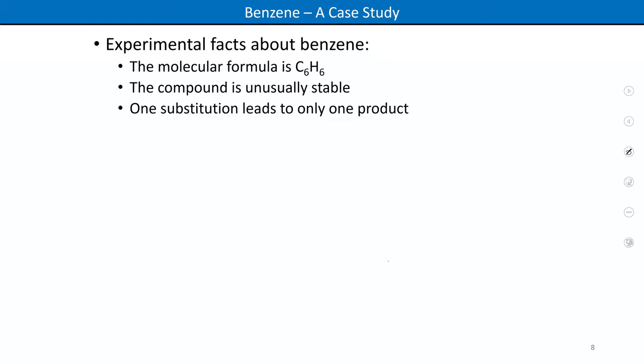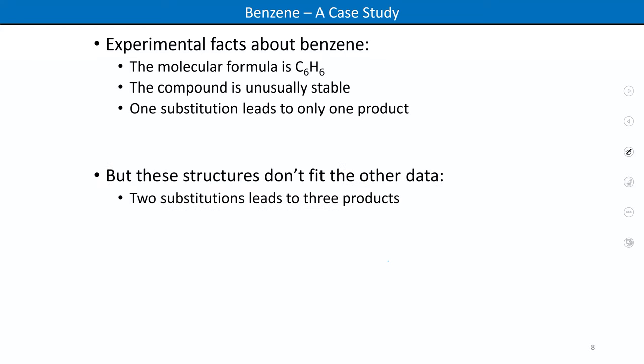Now we have enough experience. We've already been using benzene rings in our examples. But from that, they came up with a couple of ideas. And this is one of the other key ones: if you do two substitutions, you got three products, which was a little bit weird because their initial proposed structure did look kind of like the benzene we're used to seeing.